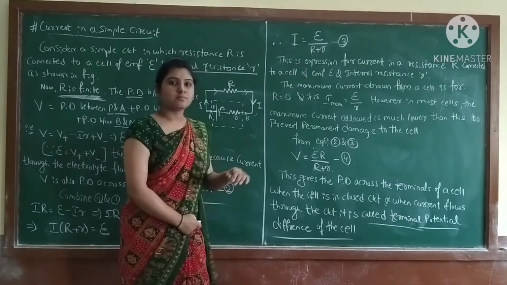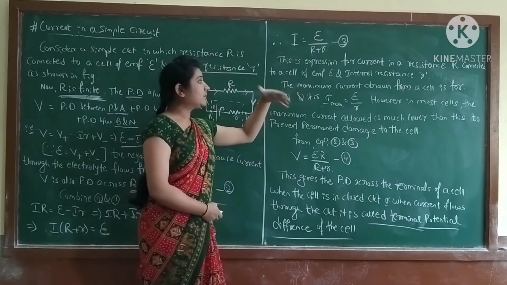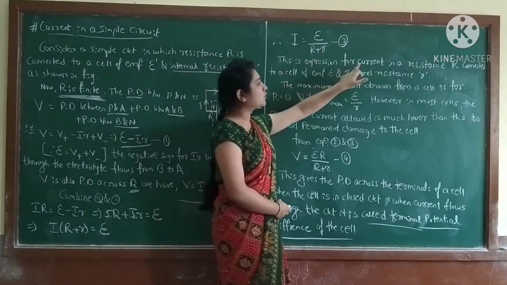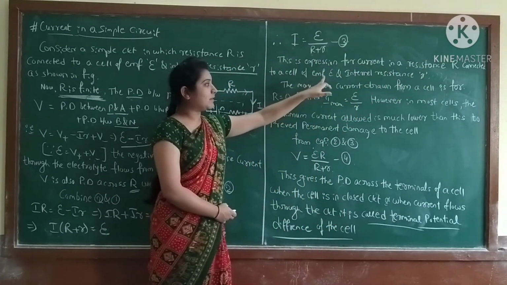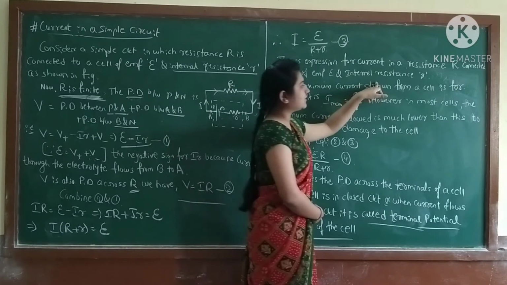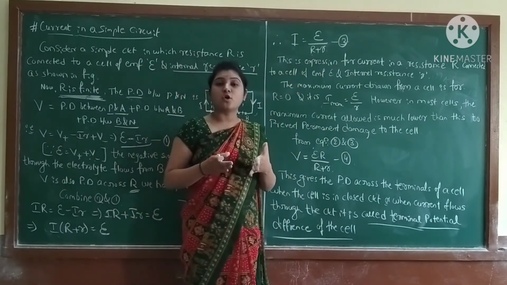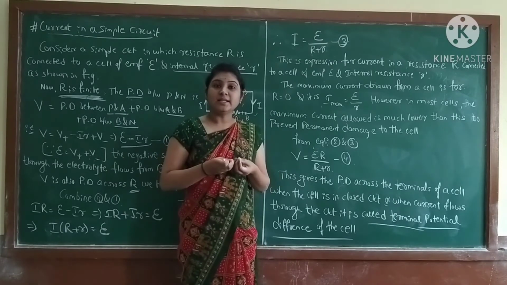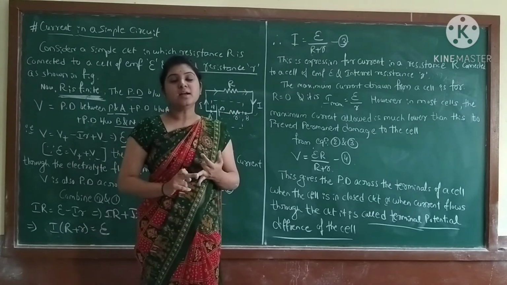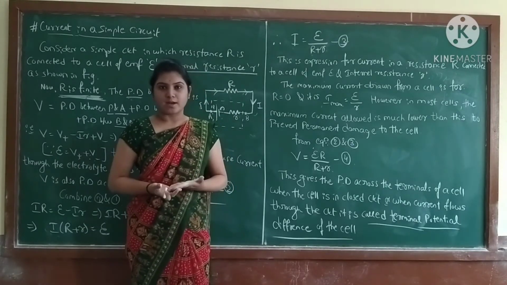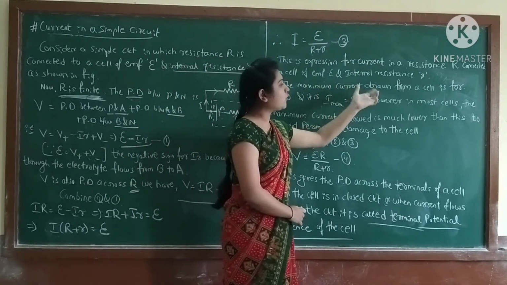Yes. So now, what does equation 3 denote? What does it say? This is the expression for the current in a resistance R connected to a cell of EMF E and internal resistance r. It contains the EMF E, then the resistance capital R and the internal resistance small r. Understood?